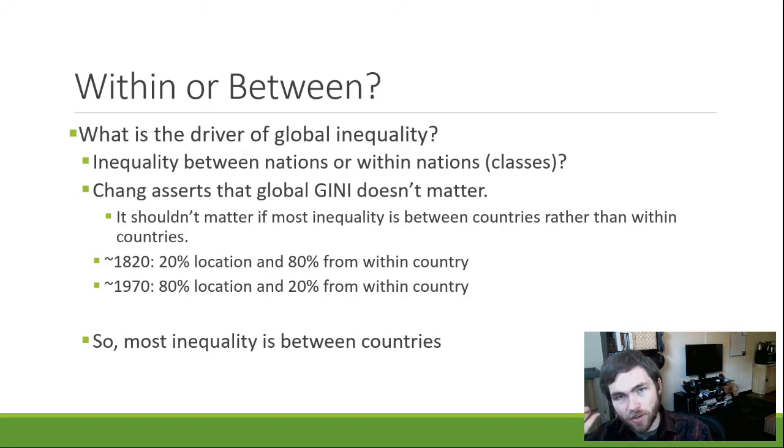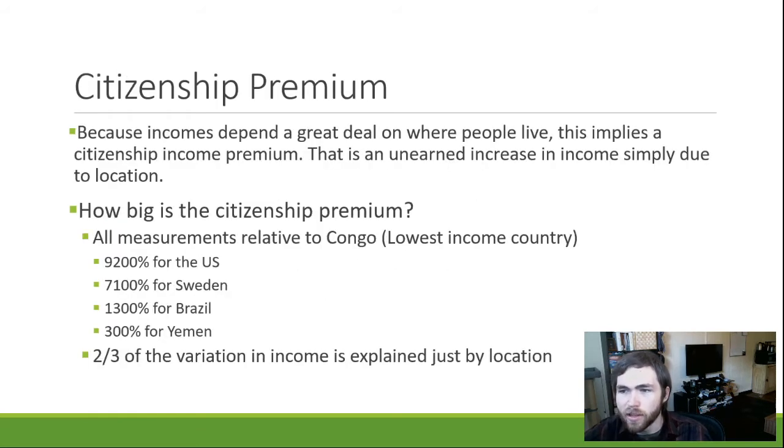And by 1970, the ratios are reversed. Most inequality is explained by location, which country people live in. So we live in a world today where most inequality is explained by the country in which people live. And this implies something called the citizenship income premium. Because incomes depend a great deal on where people live, if you just happen to be born in a rich country, you get an unearned increase in income simply due to being born in the right location.